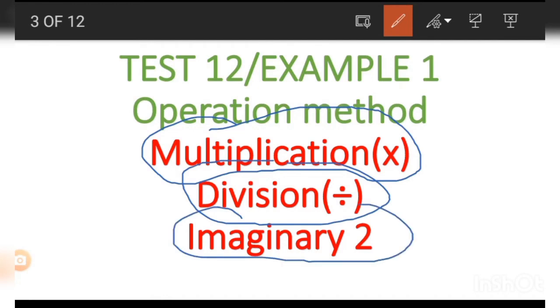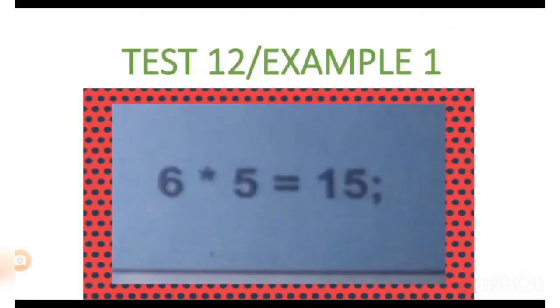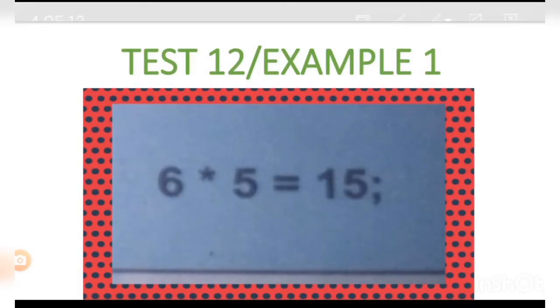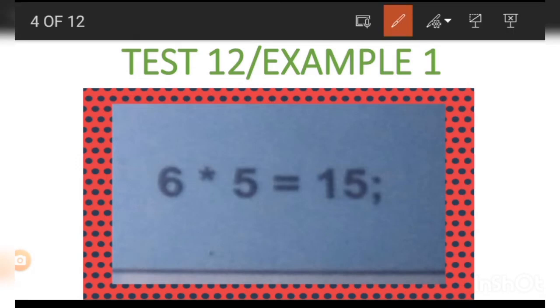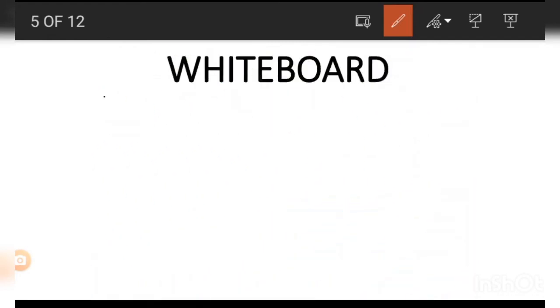So first of all, let's look at the picture. We have 6 star 5 equal to 15. We must make use of the 6 and the 5 together to get the 15. And to do this, the imaginary number 2 must also be used. Let's check it out on the board.